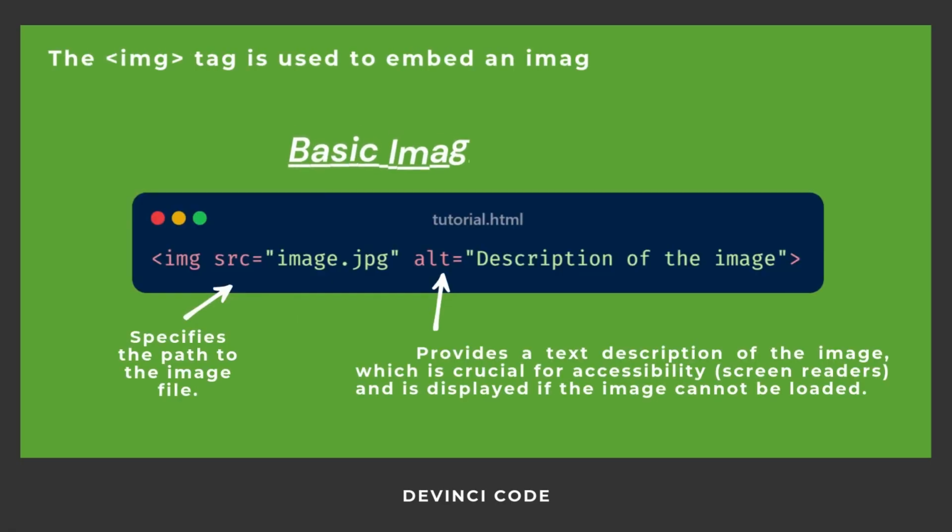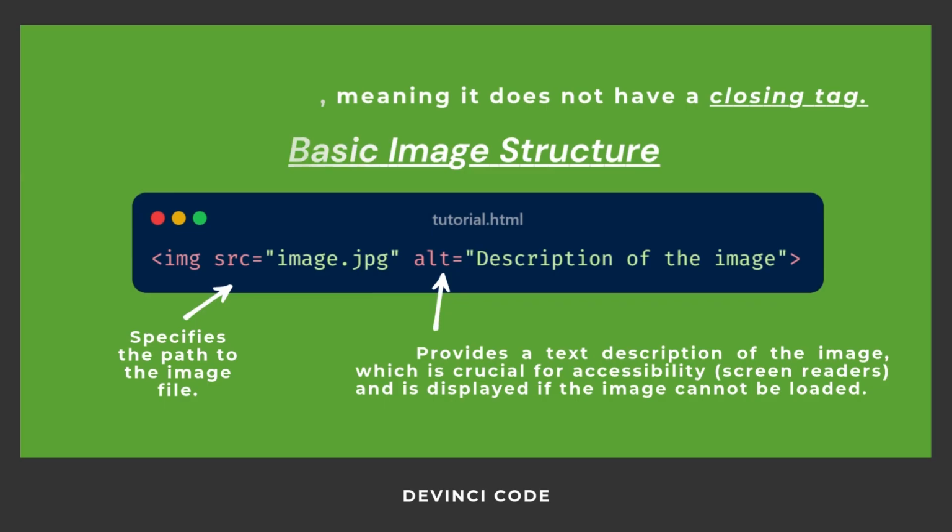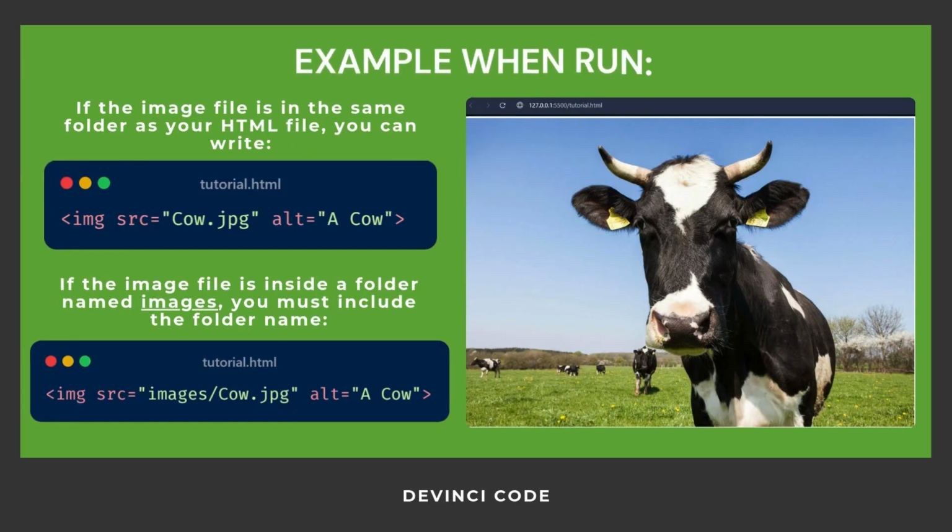The image tag is used to embed an image in an HTML page. It is a self-closing tag, meaning it does not have a closing tag. When adding images to your web page using the image tag, you need to tell the browser where the image file is located. This is done with the src attribute.